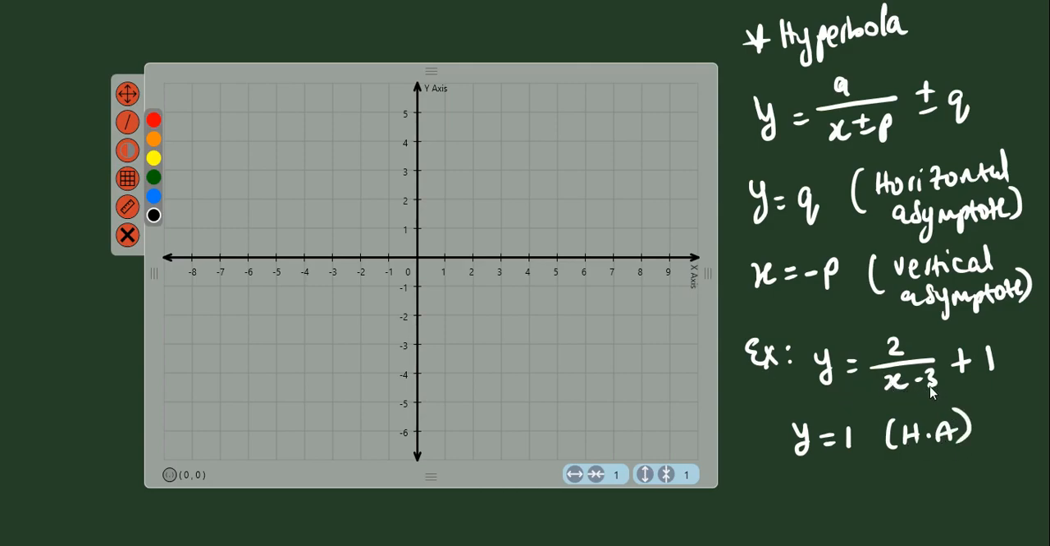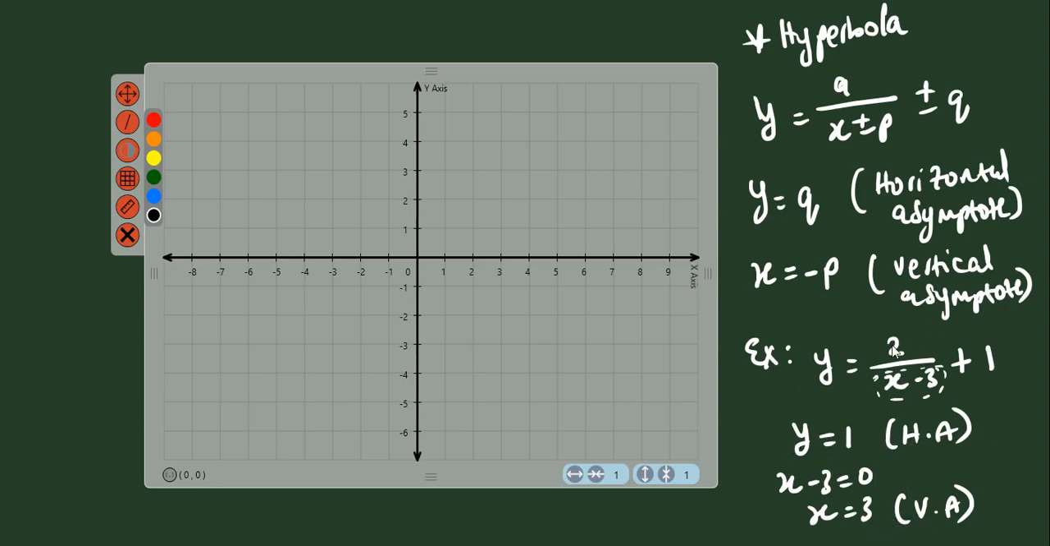While for the vertical asymptote, you're just going to take whatever is here and equate it to 0. You're going to say x minus 3 is equals to 0. Therefore, x is equals to 3 will be your vertical asymptote. So this is your horizontal asymptote and vertical asymptote.